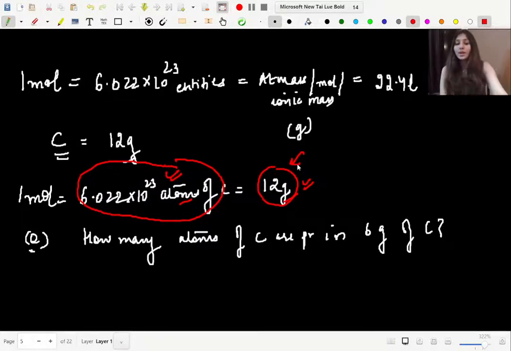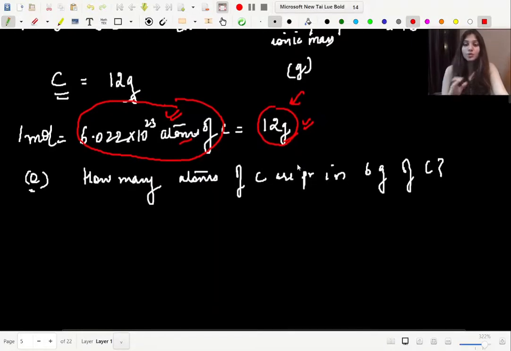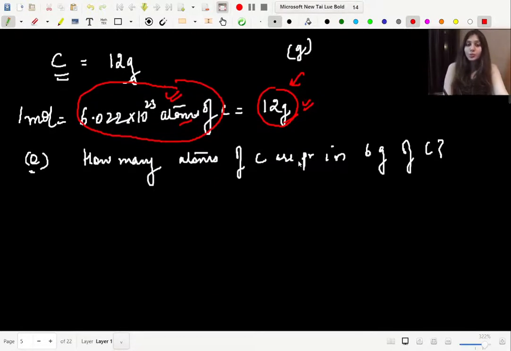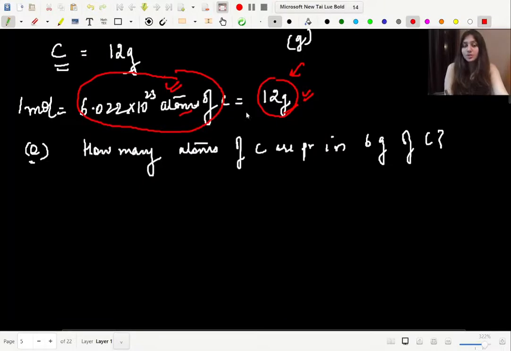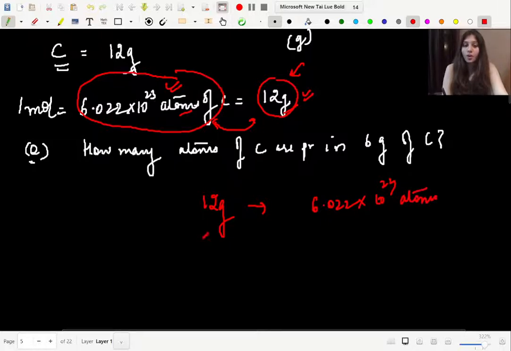So what I'll do is, whatever I want to find out should be on the right hand side. I want to find out the number of atoms, so I just replicate these two again, but with the number of atoms on the right hand side and the grams on the left hand side, because this is the unitary method. So 12 grams have 6.022 into 10 to the power 23 atoms. Of course 1 gram of carbon is going to have 6.022 into 10 to the power 23 divided by 12.